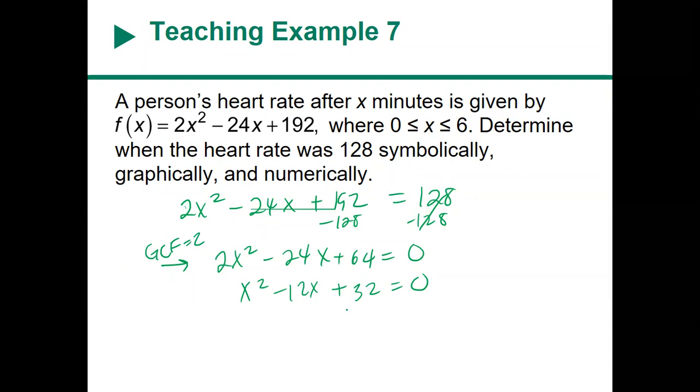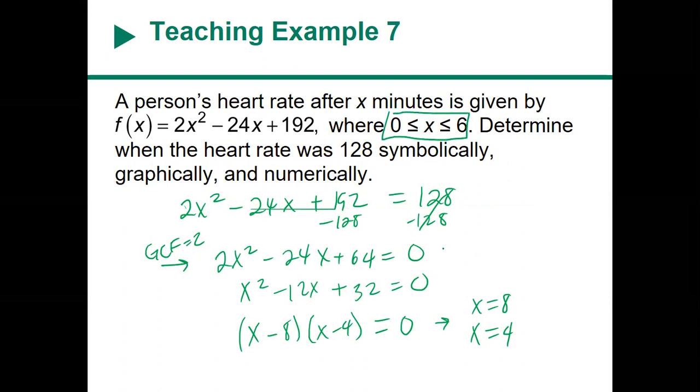So checking with factoring. Are there two numbers that will multiply to give me 32? Perfect. So I know it factors out to be x minus 8 times x minus 4 equals 0. So therefore, x equals what? x equals 8, x equals 4. Which value falls in between my interval? 4. So the answer that they want is 4. So after 4 minutes, that's when the heart rate is 128.